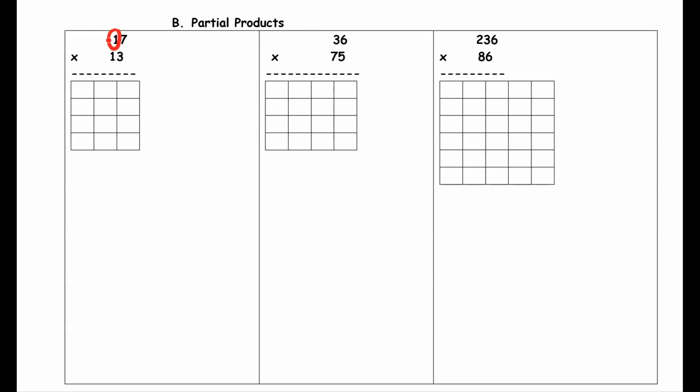So what you're going to do is take that number and multiply it by that number. This 1 represents a 10 since it's in the tens place, so I'm going to write 10 times 10, and that's 100. Now I'm going to keep with this 1 and multiply with the 3. This 1 represents a 10 because it's in the tens place, times 3. This 3 is in the ones place, so it's just 3. So that's going to be 10 times 3, which is 30.